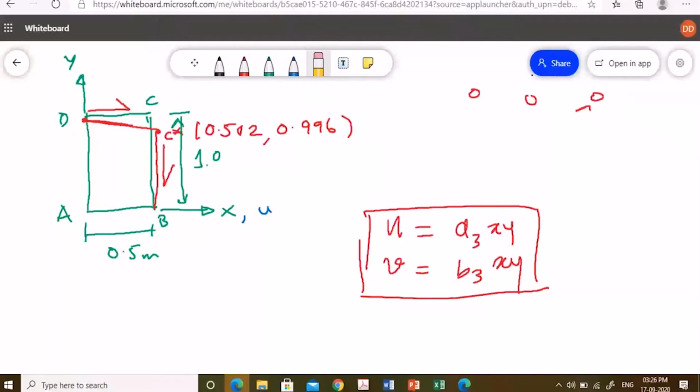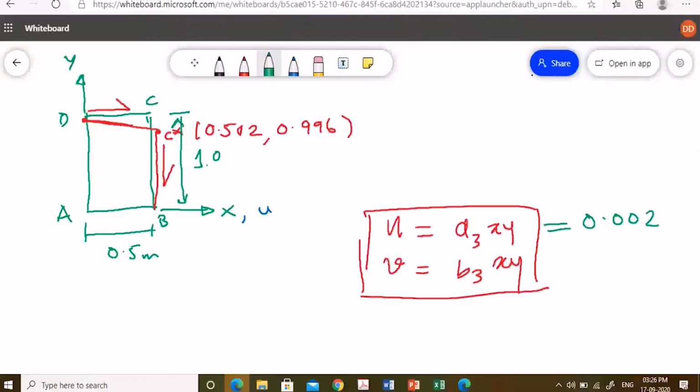Now I have to just use it at point C. At point C, this is given. What is this value given? Can anybody tell me? What is the U at point C? A3Y. 0.002, and is this positive or negative? Sir, positive.